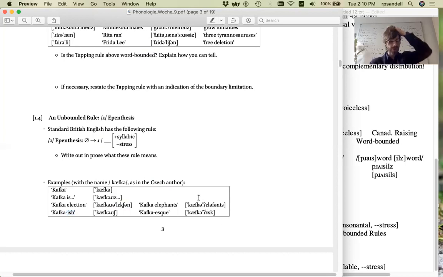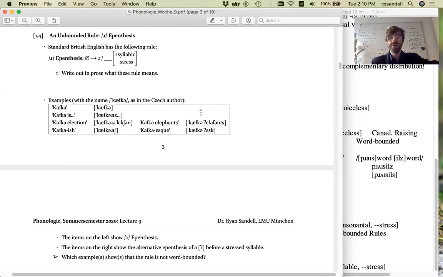In instances across word boundaries where there is stress on the initial syllable, there will usually be a glottal stop epenthesis instead, and that will block the R epenthesis. So one would say Kafka elephants and Kafka-esque. Kafka-esque, as sort of the suffix esque is a bit interesting. If that's inside a word, maybe that secondary stress conditions the application of this glottal stop in this case.